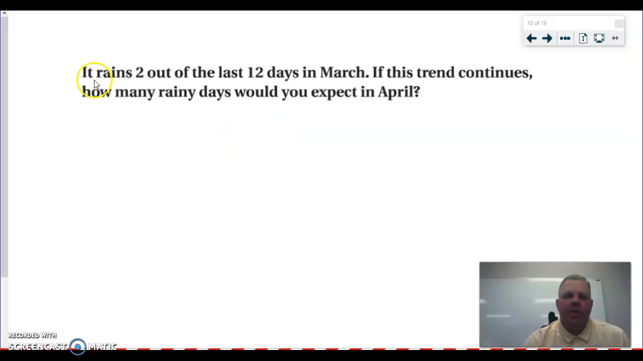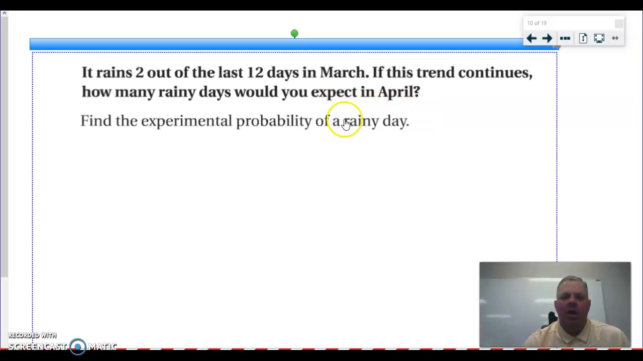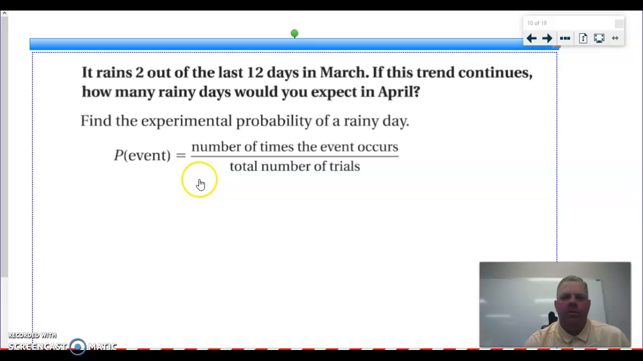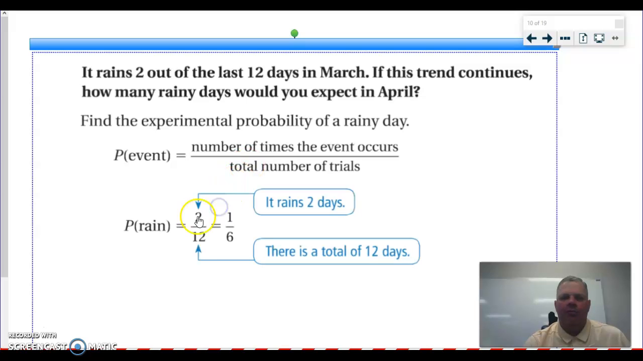In a similar thing, it rains 2 out of 12 days in March. If this trend continues, how many rainy days would you expect in April? So the first thing that you need to figure out is how many days are in April. And there are 30 days in April. So the probability of rain is 2 out of 12. We can simplify that, if you wish, to 1/6.